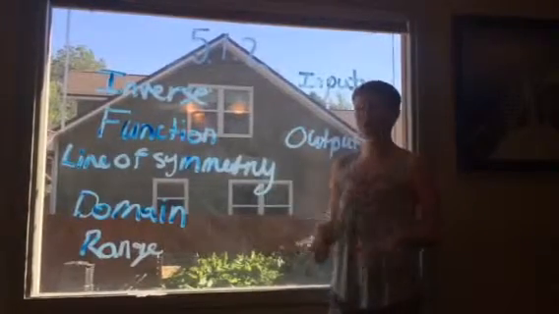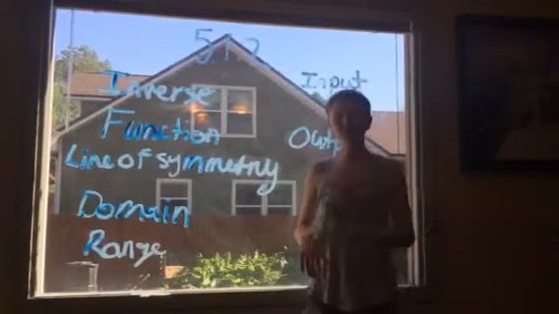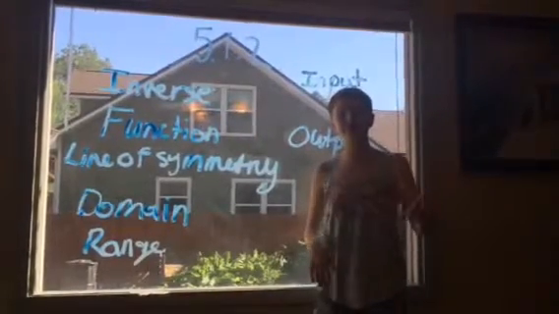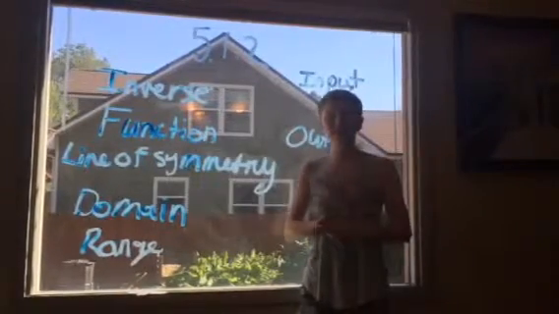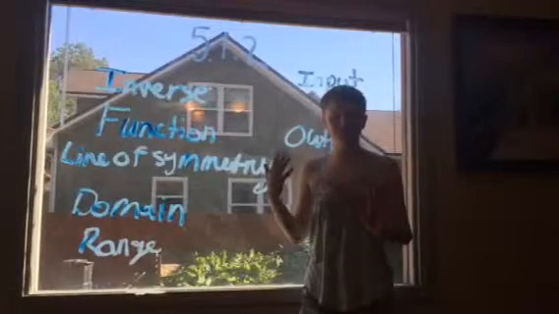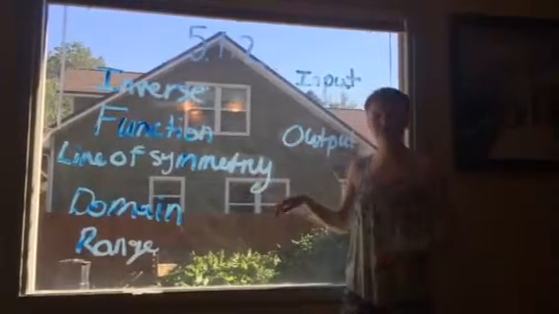Some of the vocabulary you need to know for this unit: an inverse is the reverse order of operations of an equation. A function is an equation that has one output for every input, and the line of symmetry is a line that divides something into two congruent parts.